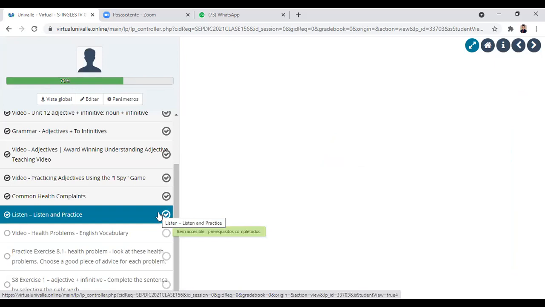Now we're going to listen and practice. This is the listening section.